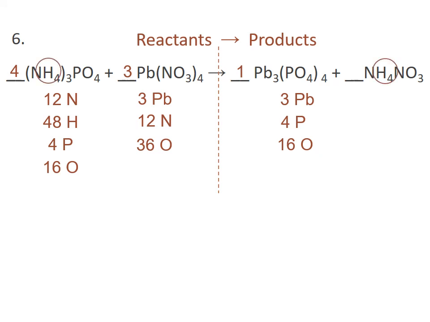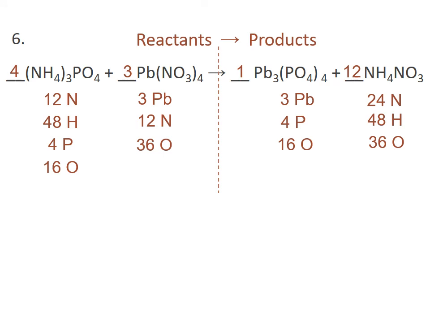Now I can balance out the hydrogen. Since I have 48 hydrogen on the left-hand side, I will need 48 hydrogen on the right-hand side. Since there are 4 in the formula, I will have to place a 12 in front of the ammonium nitrate to give me 48 hydrogen. When I do that, it will give me a total of 24 nitrogen. That's because there are 2 in the formula and I multiply it by 12. So 24 nitrogen and 36 oxygen.